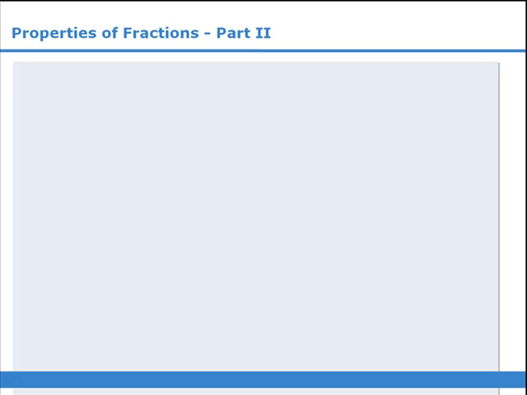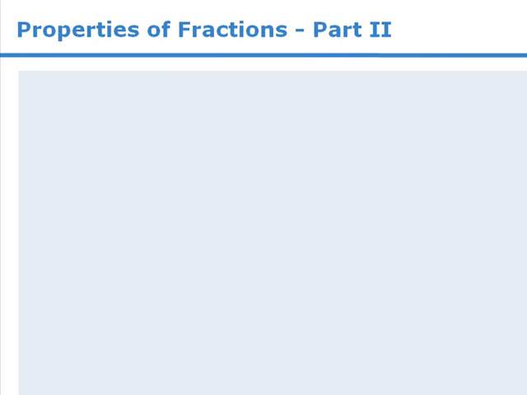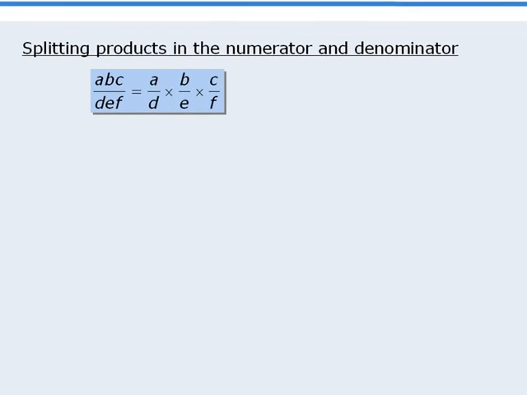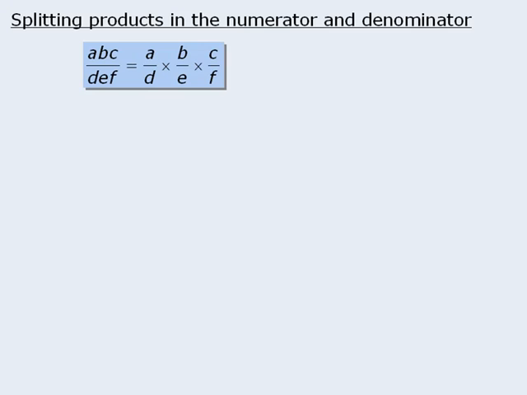In this lesson, we will examine some important properties of fractions. The first property involves splitting products in the numerator and denominator. So as you can see from the rule, if we have products in the numerator and denominator, we can rewrite the fraction as the product of other fractions. This can often make our calculations much easier.